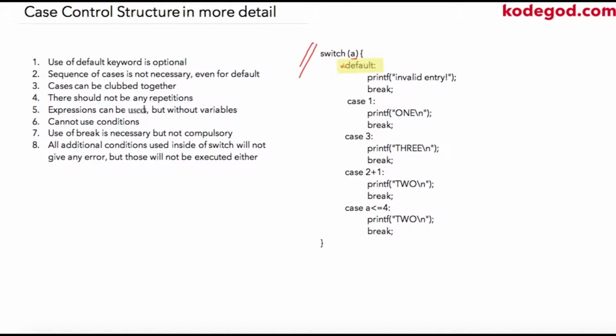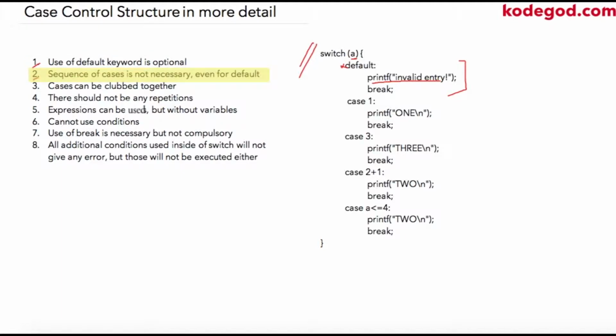So you can use your cases directly instead of writing default. However, to have proper validations in place, you should ideally write a default case. Like for example, in this case, suppose the user's input does not match any of the given cases, we can print invalid entry so that the user will come to know that he has entered a wrong value. So that was our first point.